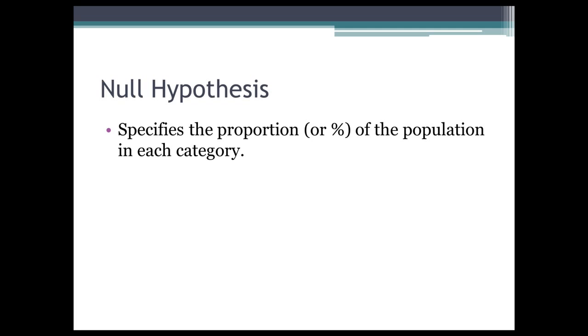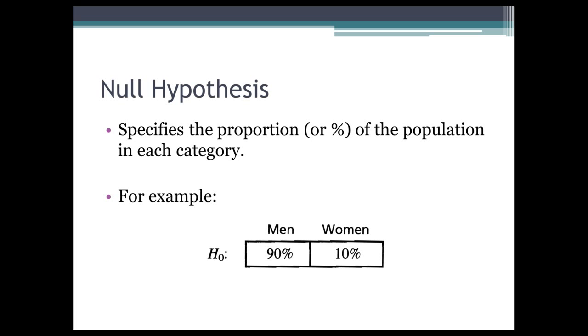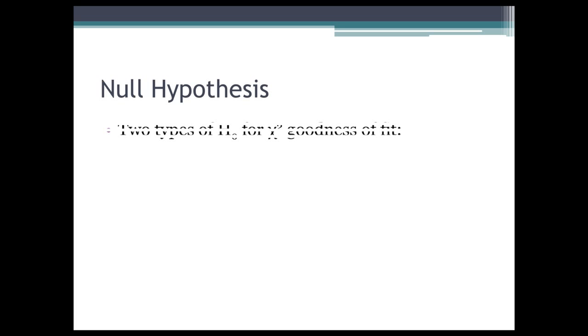So what is the null hypothesis in the chi-square goodness of fit test? Well, we specify the proportion or percent of the population in each category. So for example, let's say your H sub O is that 90% of men and 10% of women agree to some survey question, etc.